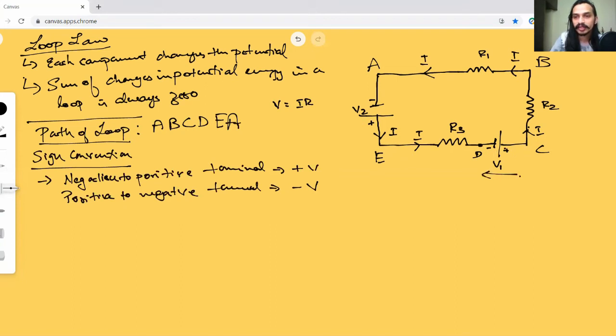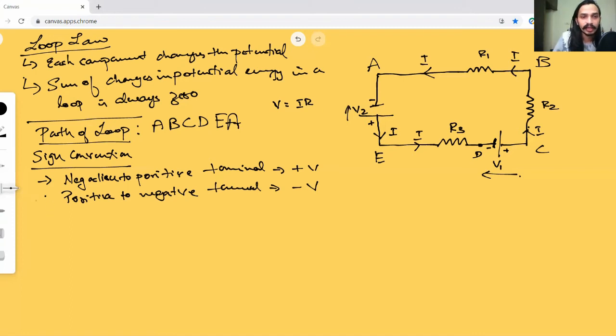When I'm going from C to D, I am going from positive to negative. Correct? Positive is the big side, negative is the small side. Since I'm going from positive to negative, I'll take my voltage for the first battery as minus V1. Same way, when I go from E to A, I am going from positive to negative, so I'll again take it as minus V2. You just need to look at the direction, positive to negative. The end direction is the answer.